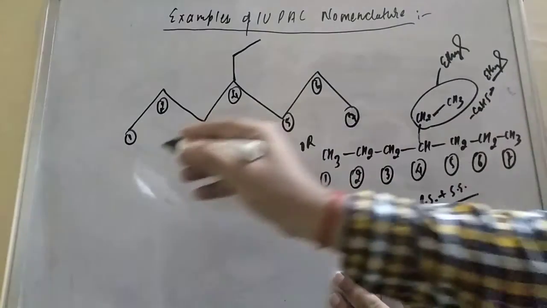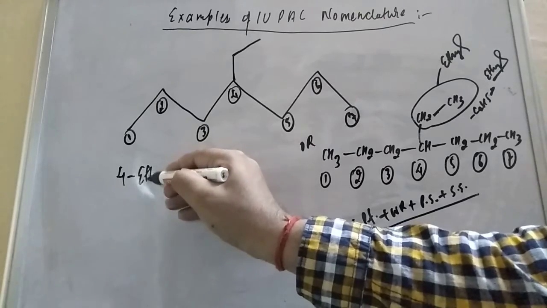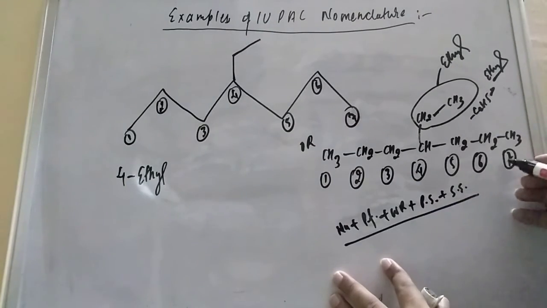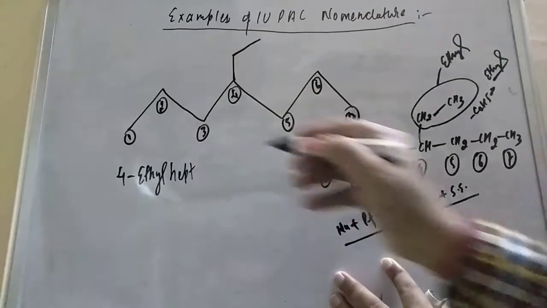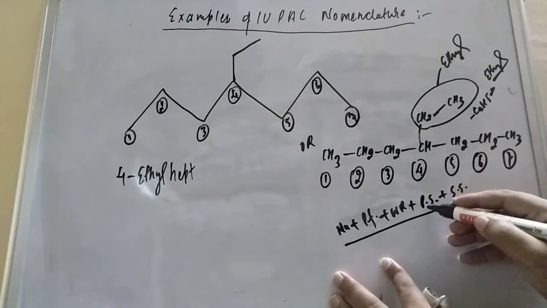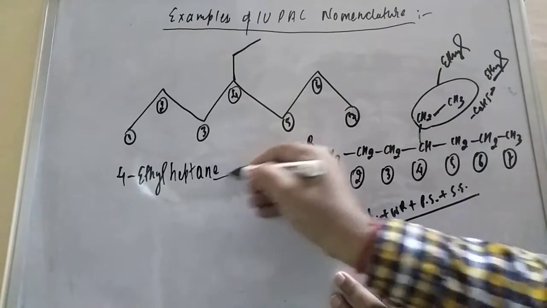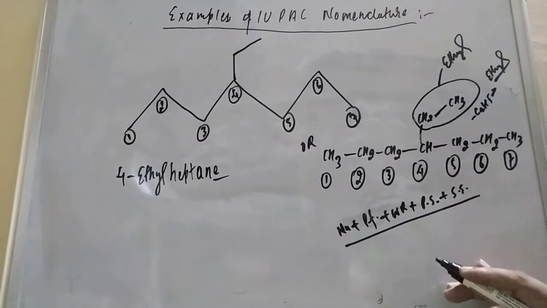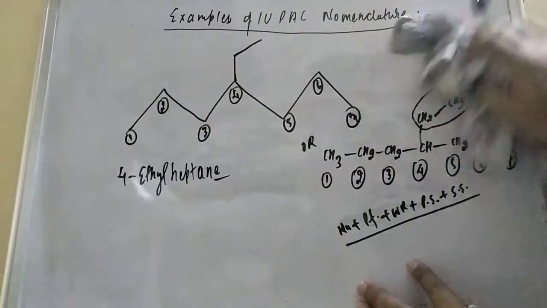On the 4th position the prefix is 4 ethyl. Then the word root: how many carbons? 7, so 7 carbons means hept. Then what kind of linkage is there? The primary suffix is single bond. So 4 ethyl heptane. This is the IUPAC name of this compound. Now, student, let us move to the other example, and you try to find out the name of the compound.